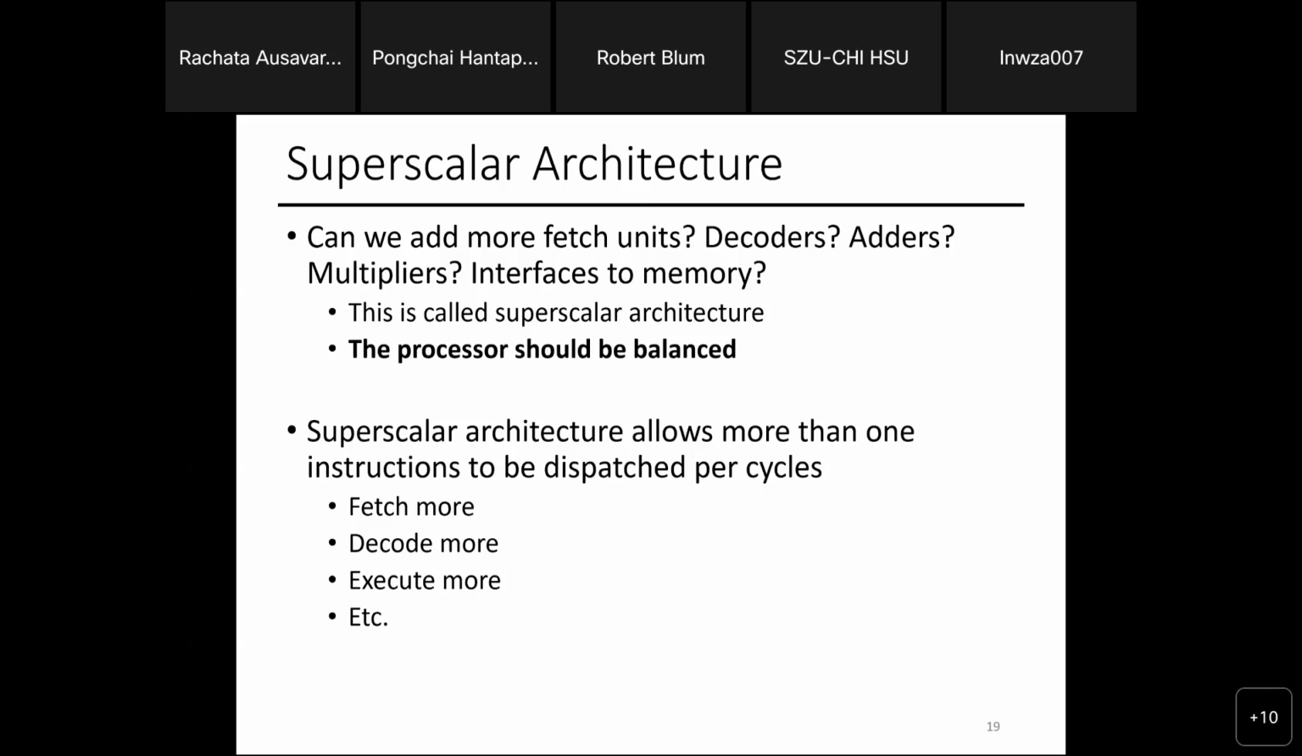Then just check the top one. Are you done? Then I retire. Internally, there will be multiple done entries here, right? And then I'll retire one every cycle, and that's okay.